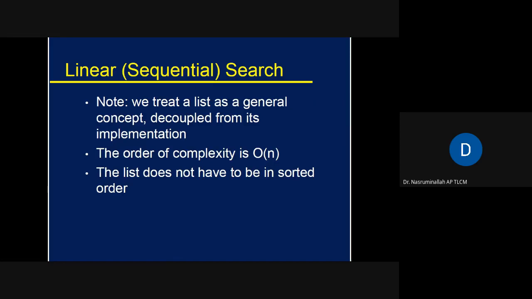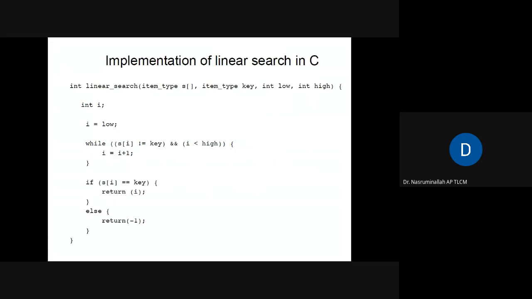Another very important thing is that for linear search, it's not a requirement that the data have to be in sorted order. Whether the data is sorted or unsorted, the concept of the search is to visit each and every element. So even if it is sorted or unsorted, it doesn't matter. This linear search is not taking any advantage of the sorted form of the data.